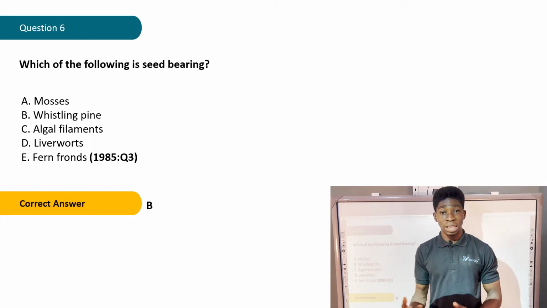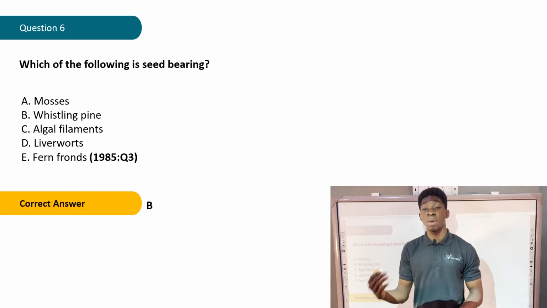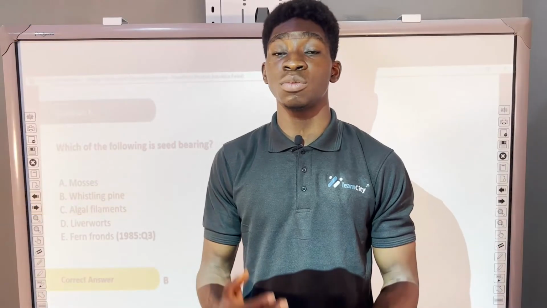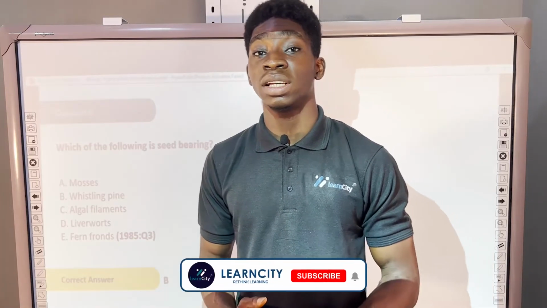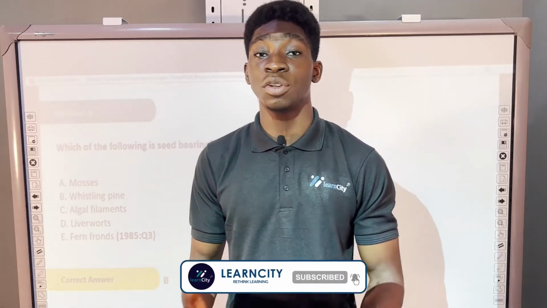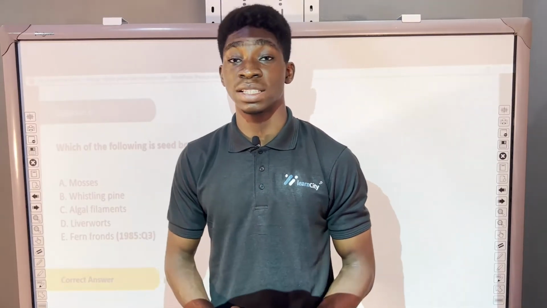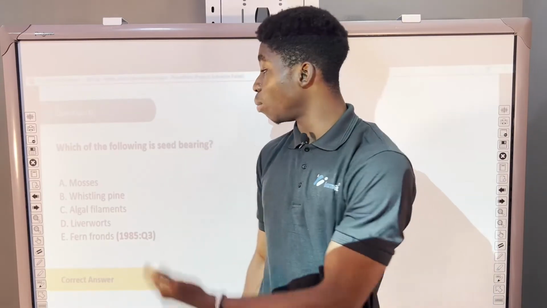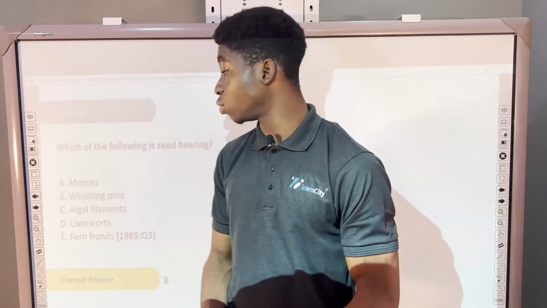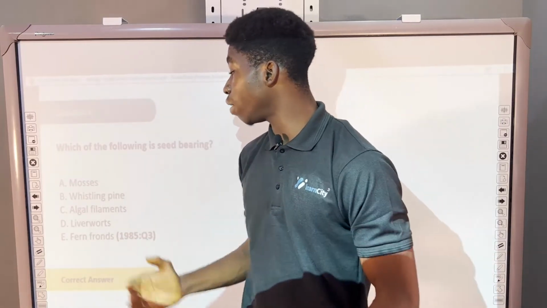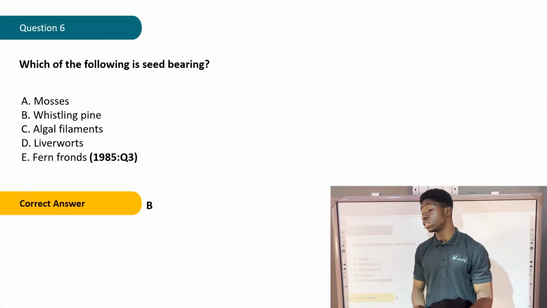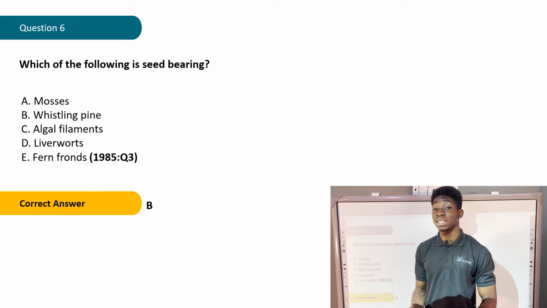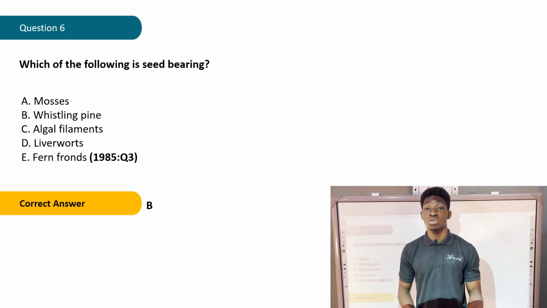The only group of plants that bear seeds are the spermatophytes, which are the gymnosperms and the angiosperms. All other groups of plants, the thallophytes, the bryophytes, the pteridophytes, do not bear seeds. Mosses are bryophytes, so they do not bear seeds. Algal filaments are thallophytes, so they do not bear seeds. Liverworts are bryophytes, so they do not bear seeds.